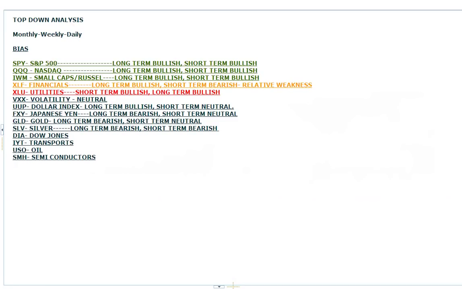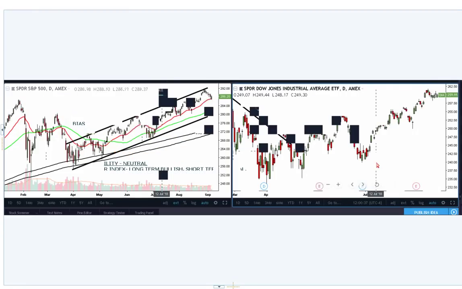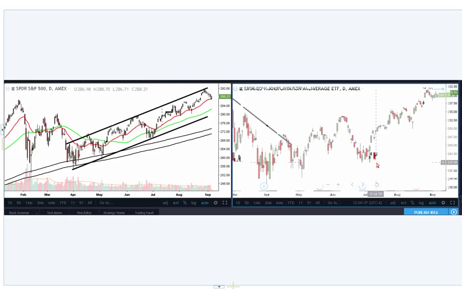Now it's time to take a look at the transports, IYT. Now, IYT, let me say that up front, it's not as important as it used to be, okay? Not as important as it used to be. Still holds weight, but not as important as it used to be.